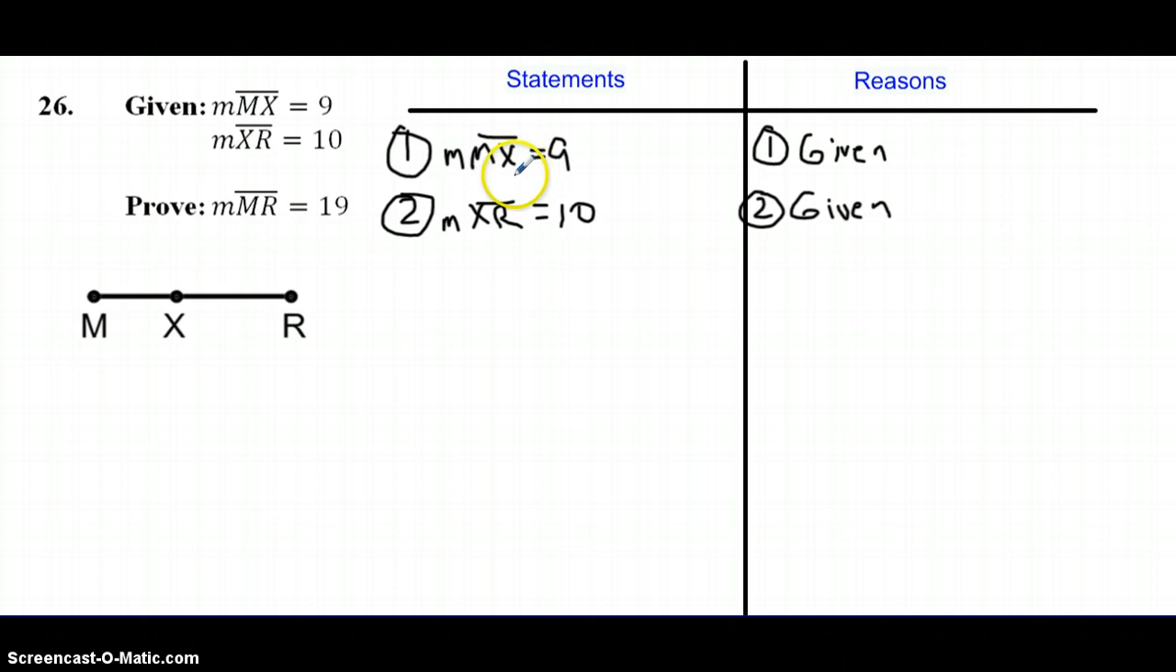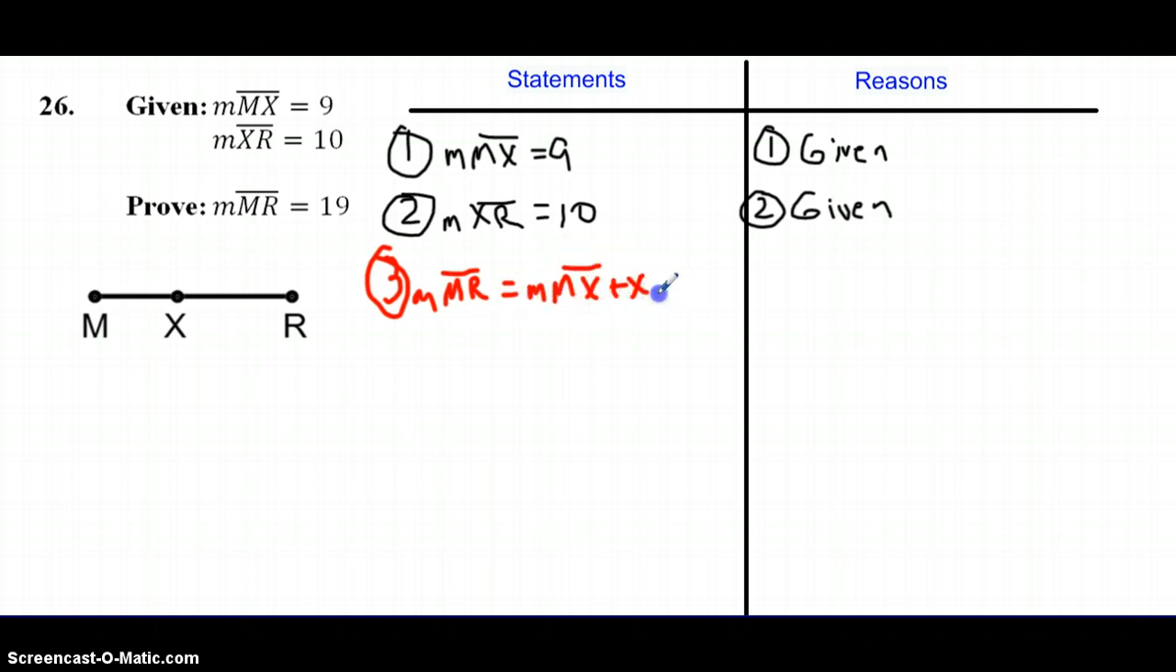And so then the third question we ask ourselves is, is there a diagram, and what can I conclude from it? So in our diagram, I see that the entire segment is MR, and it's made up of segments MX and XR. So what we can conclude from our diagram is that the measure of segment MR is equal to the measure of segment MX and the measure of segment XR being added together. So the measure of XR. And the reason we know that is from the segment addition postulate, and I've pulled that from the diagram.